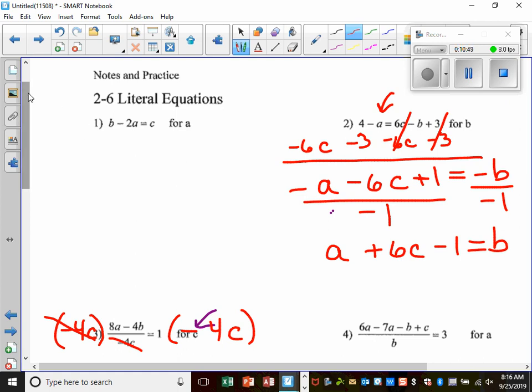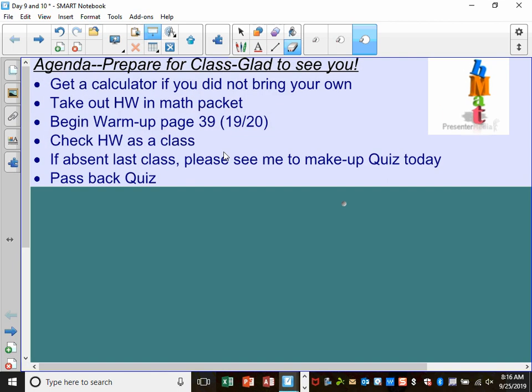Okay, so that's the lesson on literal equations. Your homework tonight, if you take a look at your calendar, is what you'll be working on. All right, let me go over what you're going to be doing for classwork. I'll bring up the agenda for you.